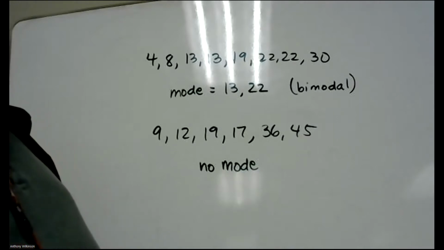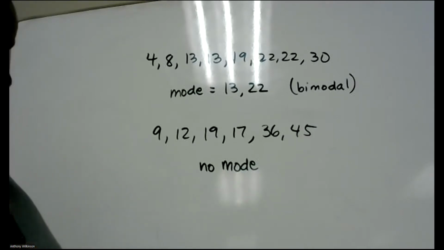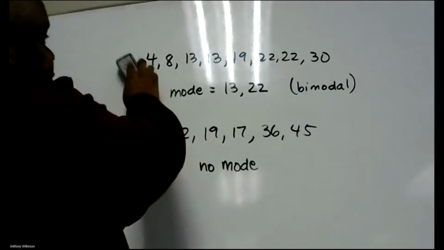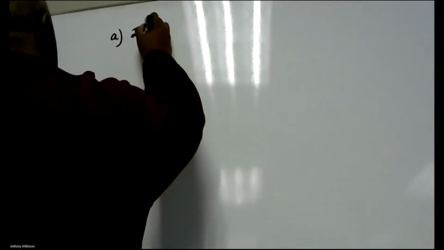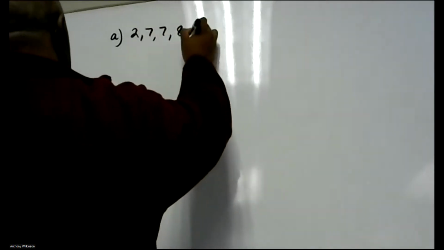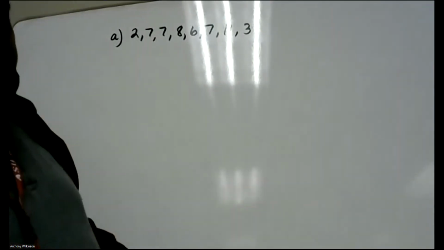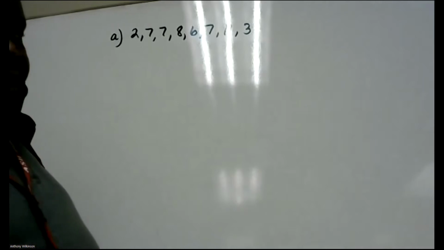All right, on the next page is the first example. Does everyone have this? I'll just erase this. All right, so in the first example, it says calculate the mean, the median, and the mode for each of the following data sets. So in part A, we got 2, 7, 7, 8, 6, 7, 11, and 3. And here I want to find the mean, the median, and the mode of this data set.